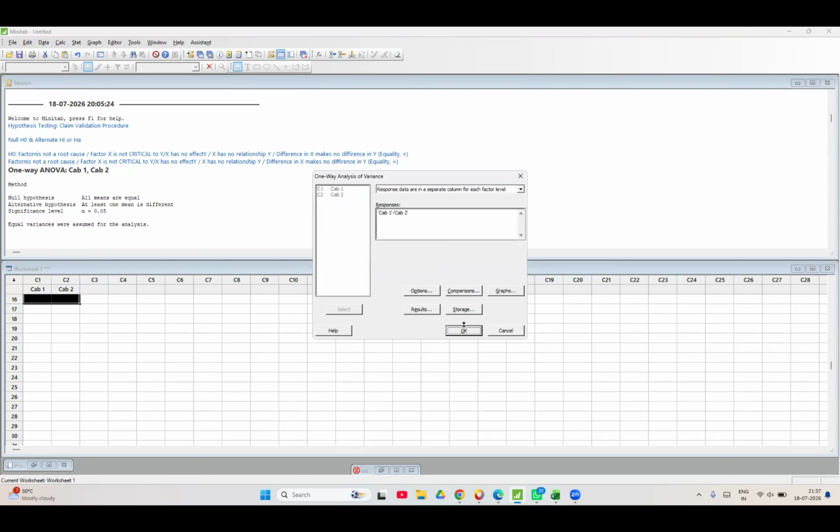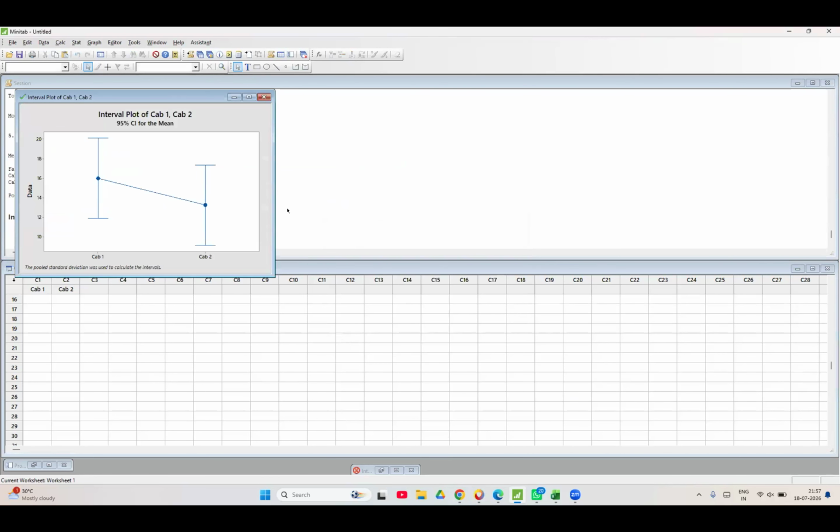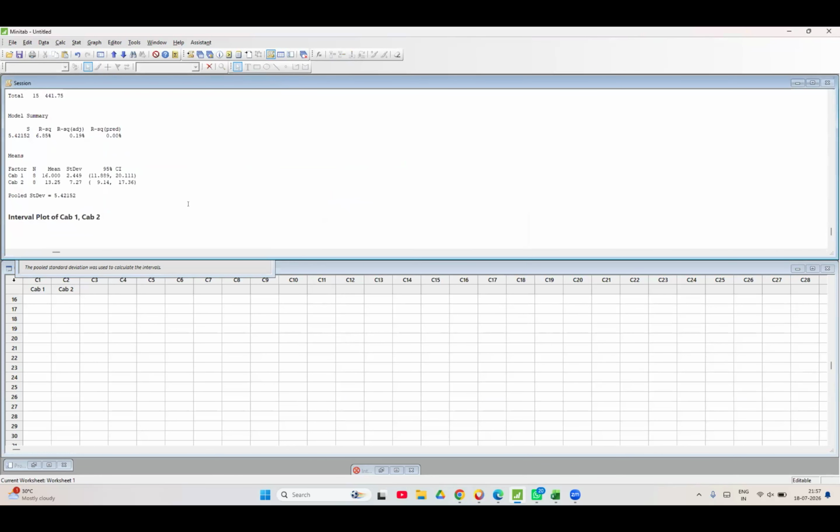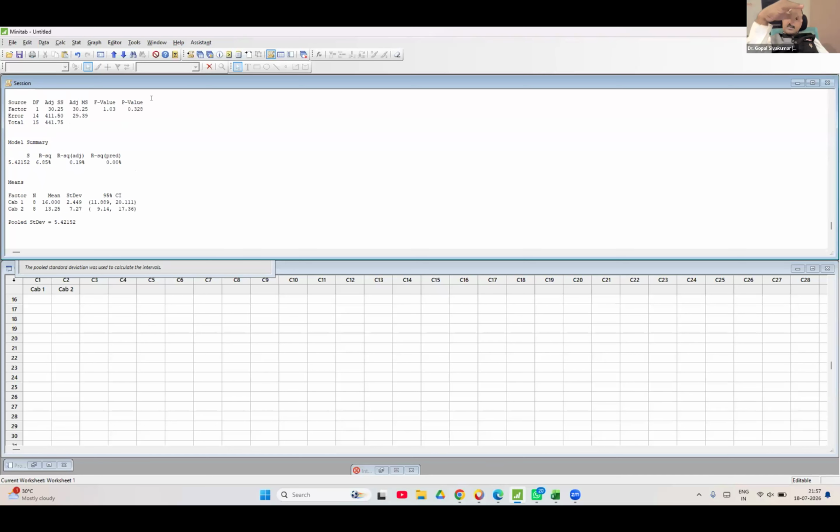Okay. So I got there is no difference. What will be the p-value here? In this case, the p-value will be more than 5%. If you want, you can go up and see the p-value: 0.328. Very good. The same problem can also be solved using a two sample t-test.